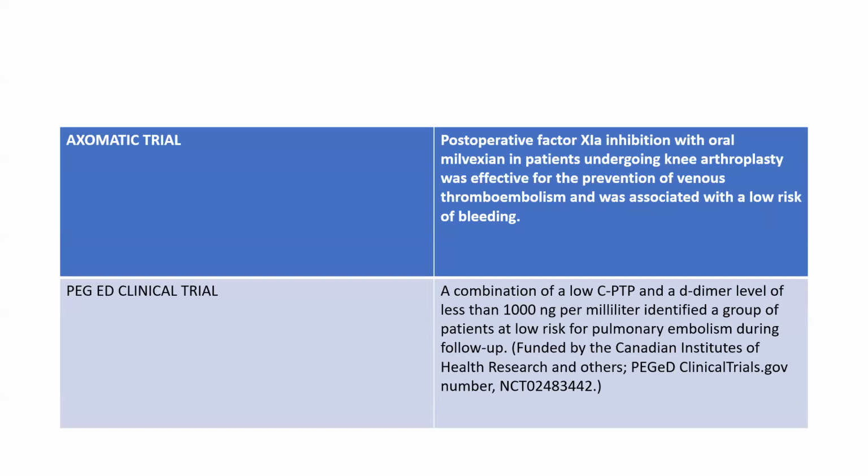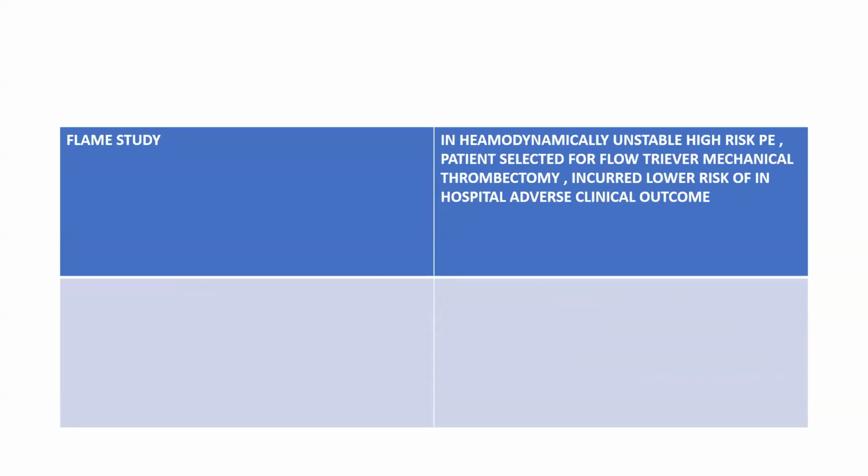Then the next is the PEGeD trial. The combination of low clinical pretest probability and a D-dimer level of less than 1000 per millilitre identified the group of patients at low risk of PE during follow-up. So what I want to say is if the patient has low clinical probability and the D-dimer levels are also low, then the risk of PE is very low.